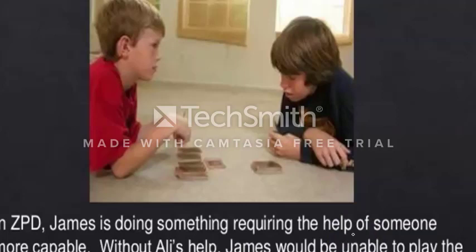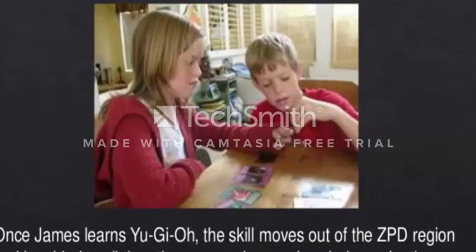So ngayon, without the help of Ali anymore, since James already knew how to play the game, even without the help of his brother, alam niya na kung paano gawin yung laro. So once James learned to play Yu-Gi-Oh, the skill moves out of the ZPD region and is added to another game James is about to play. So ngayon, ang nangyayari, since James already knows how to play the game, si James na naman yung nagiging tool or nagiging ZPD. So si James, maaari na naman siyang magturo to other person.